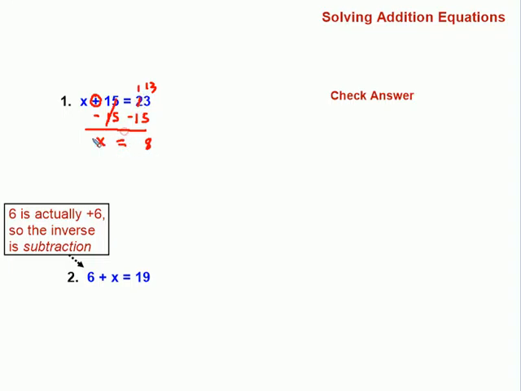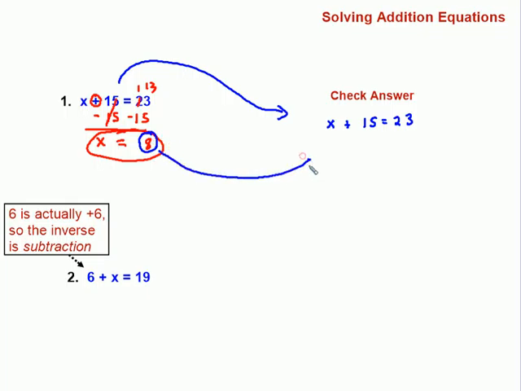Let's say we want to check our answer and make sure that it's correct. We'll come over here and check our answer. To do that, we start with our original equation, x plus 15 is equal to 23. We got that from right over here. We take the value that we got for x and plug it in for x. And what we wind up with is 8 plus 15 is equal to 23.